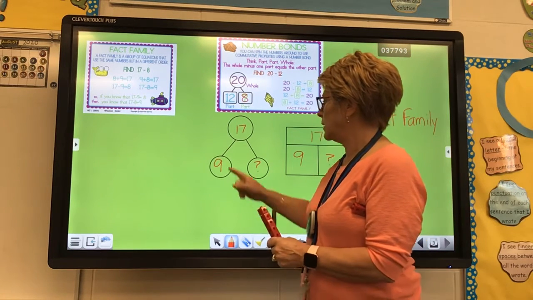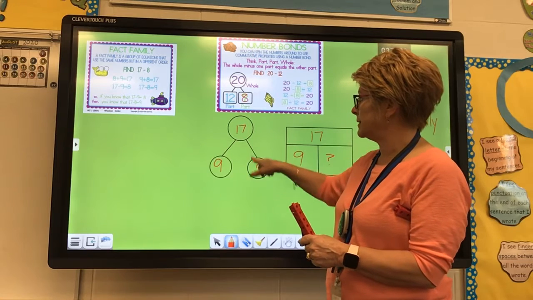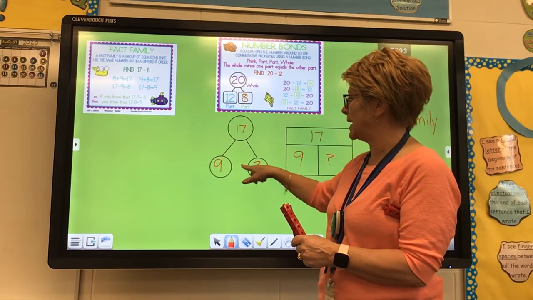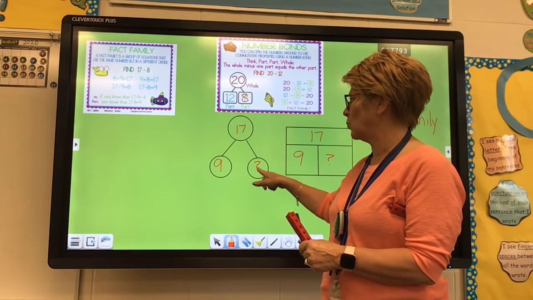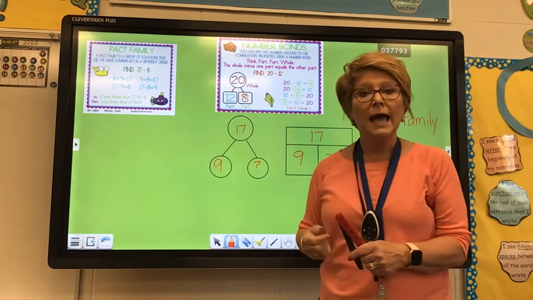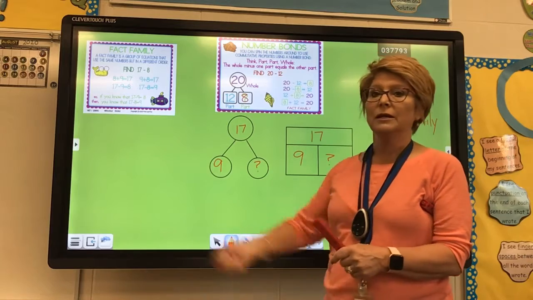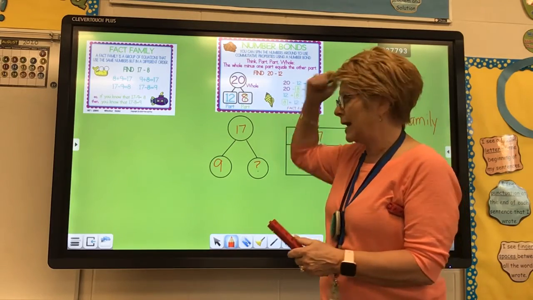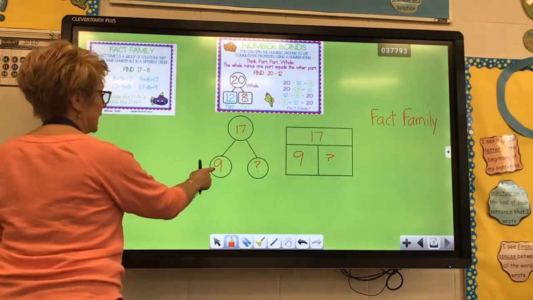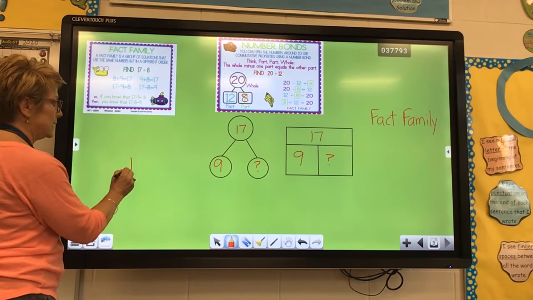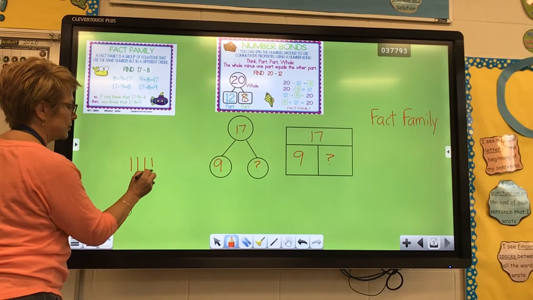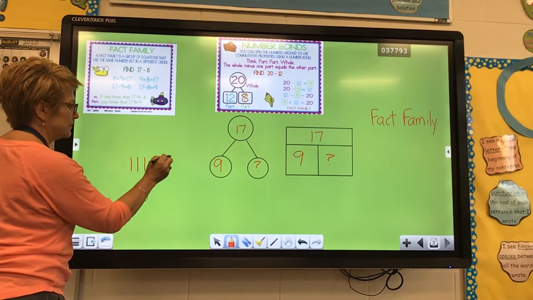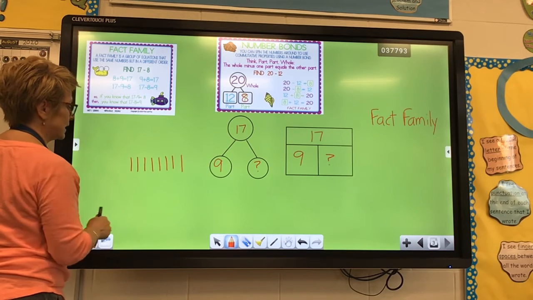Okay, well, I know that I'm missing that part. 17 minus 9 equals what? Well, I can also say 9 plus what equals 17 and use that counting up strategy. So I'm going to put 9 in my head, 9, 10, I'm going to stop at 17, 11, 12, 13, 14, 15, 16, 17.